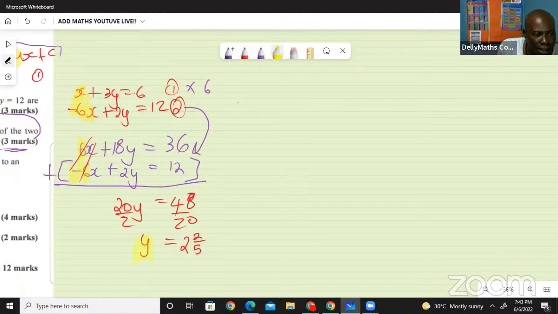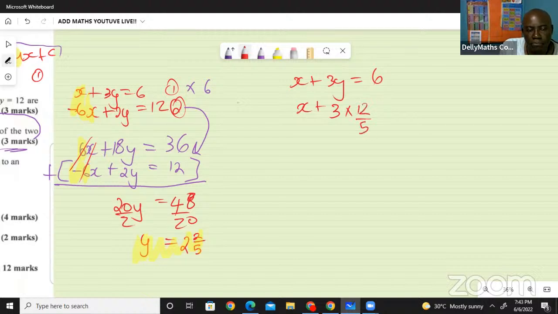Now I want to substitute this. I'm going to substitute the value of y in equation 1. Equation 1 says x plus 3y equal to 6. So x plus 3 times y, and y is 2 and 2/5, which is 12 over 5. So that's 12 over 5, and this is equal to 6. So it depends on how well you work these things. So this is 36 over 5 equal to 6. I'm just writing it out. There are many ways to do it. Don't crucify me.